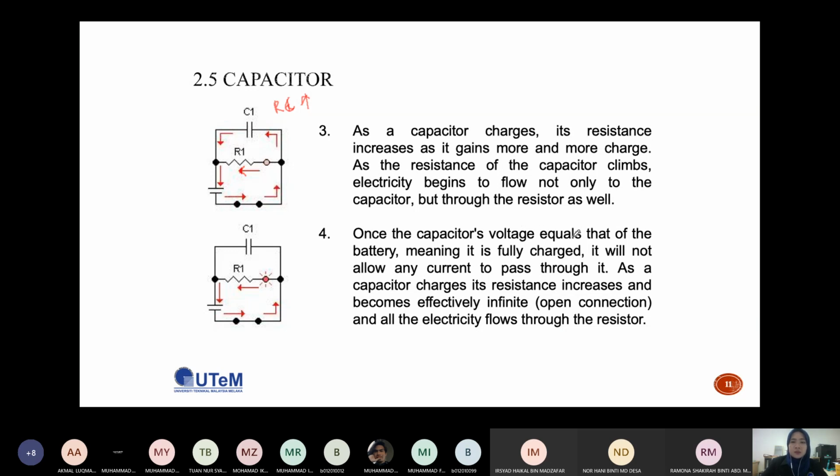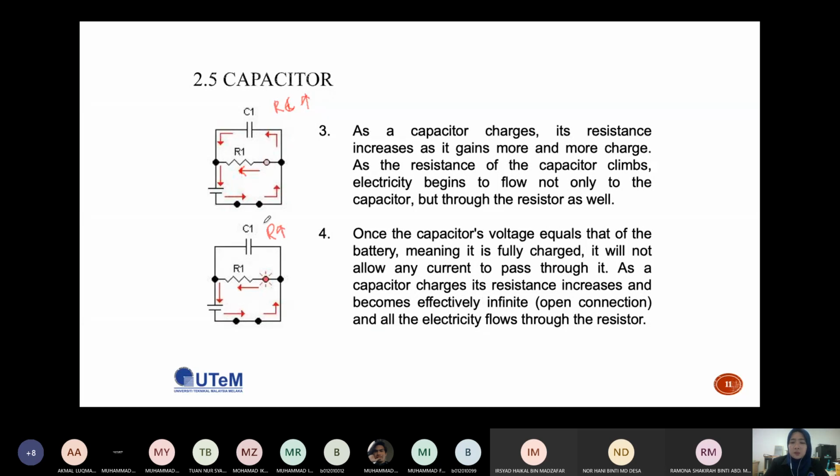Once the capacitor voltage equals that of the battery, meaning it is fully charged, it will not allow any current to pass through it. So when the capacitor is fully charged, the resistance of the capacitor is very, very high. Now, instead of flowing through the capacitor, the current tends to flow through the resistor. The switch is still turned on, but remember the capacitor has already stored the energy. It is fully charged.